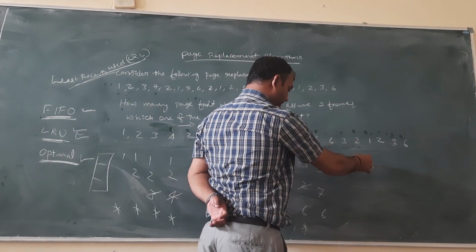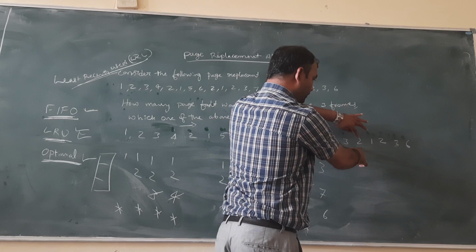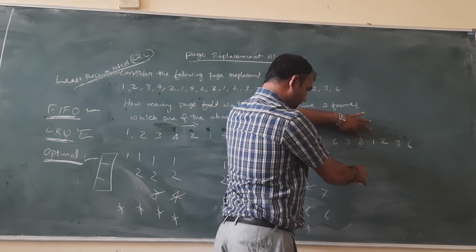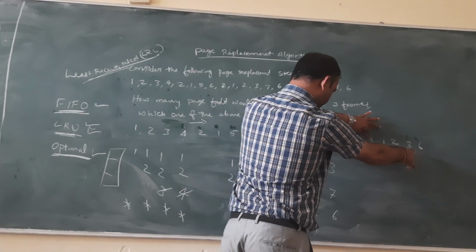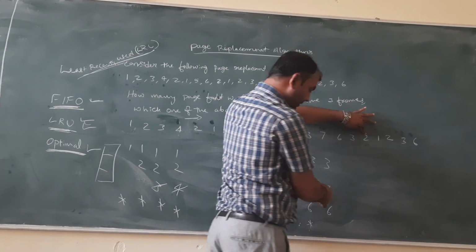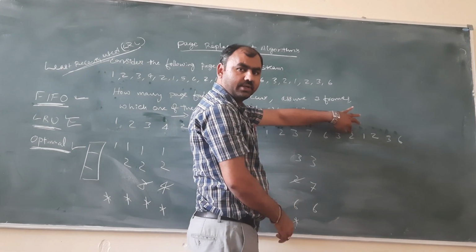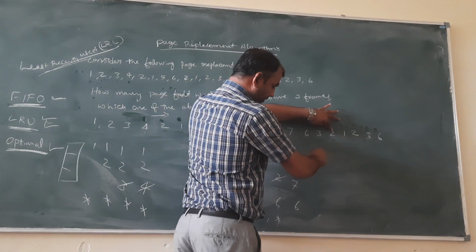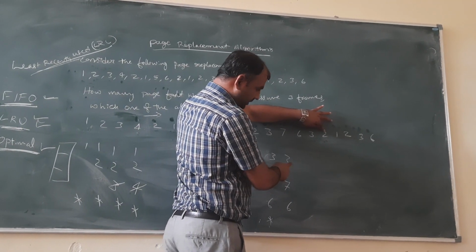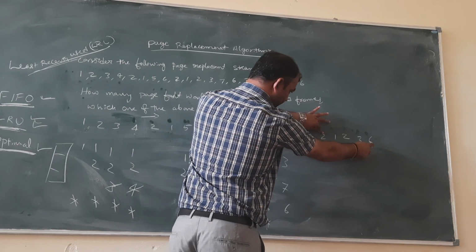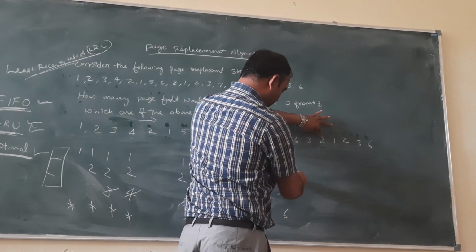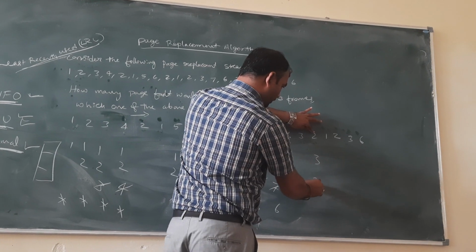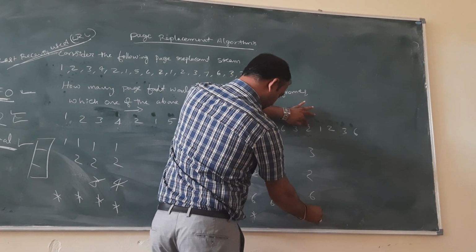Then 2. Right. So 2 means which one to replace now? We have here. So then 3 is required here. 6. Okay. 7. See, 7 is not yet required. Okay. So see, we have these things, right? See, here 3 is required, here 6 is required. But 7 is not required. Just to remember this one. Place here 2. Okay. So that's it.